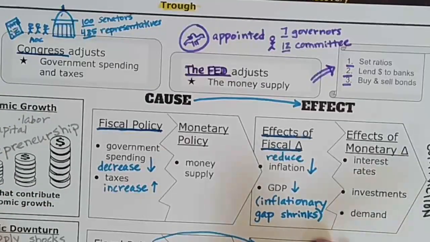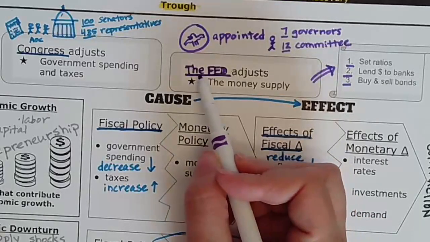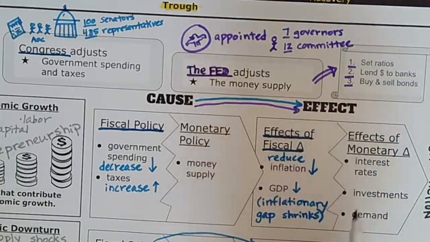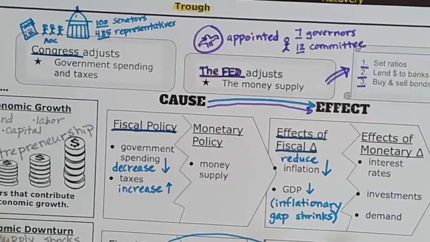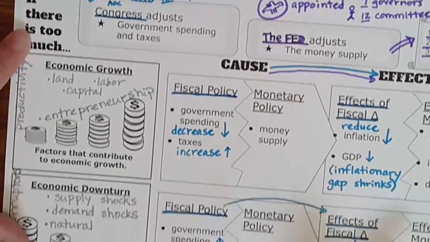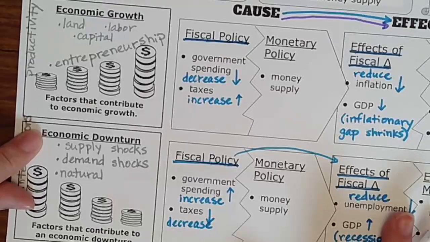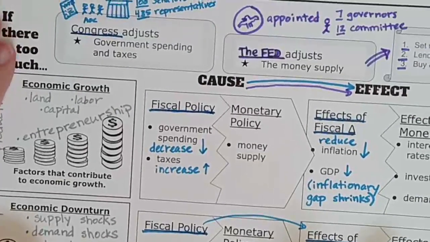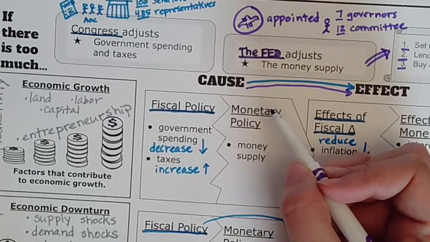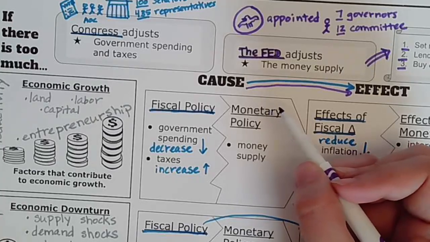Okay. So again, these pieces that the Fed does are also going to have a cause and effect. And it has to do with if there is too much economic growth or if there is too much of an economic downturn. There are things that the Fed can do. Again, they're part of the government, and they have a responsibility to keep our economy on track and keep it getting toward that equilibrium. When we talk about the Fed, we're talking about the monetary policy.